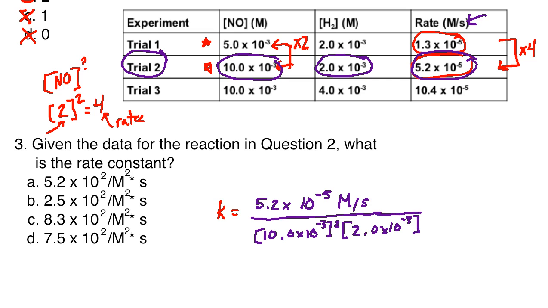So if you found that out, you would go through and solve for this, and what you should find when you finish is 2.5 times 10 to the second, and the unit, you can see all the options have this, is going to be per molarity squared per second.